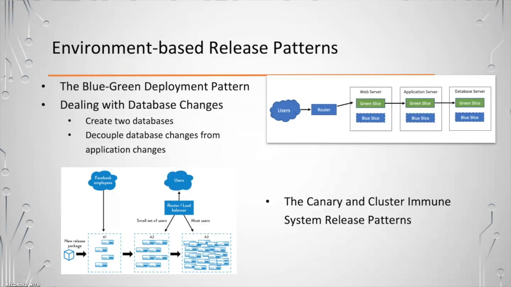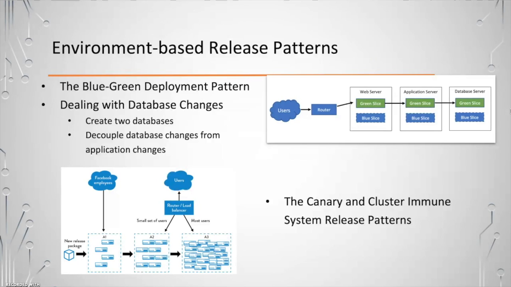Another release pattern is the canary and cluster immune system release pattern. This is the one where you use automation to make releases, and this contributes to great security in the software and better monitoring of the software. If there is any mistake or error, the software goes back to be fixed. And if everything is okay, you can continue to the next deploy.